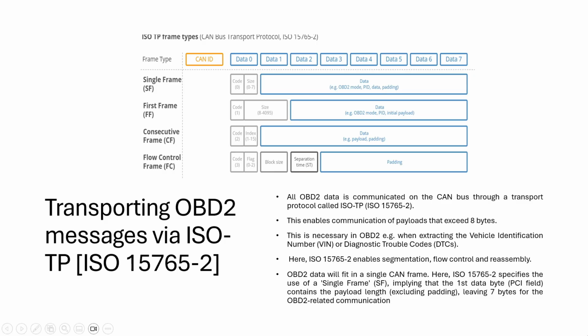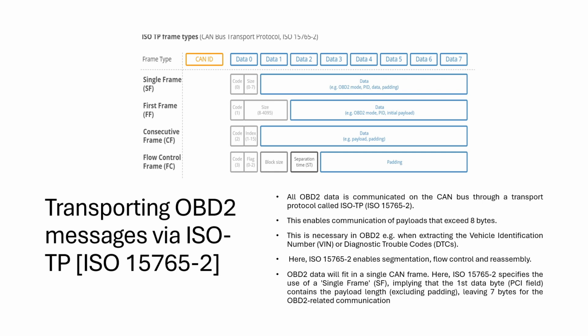All OBD data communication on the CAN bus is carried out through a transport protocol called ISO-TP, that is ISO 15765-2. This transport protocol enables communication of payloads that exceed 8 bytes. This is especially important when we are extracting vehicle information or diagnostic trouble codes.